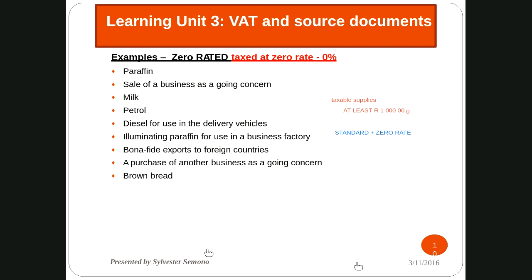Thank you very much, guys. Yes, so again, these are examples. Paraffin, for example, even though it is expensive. These are examples of items which are taxed at 0%. We have the paraffin, and the sale of a business as a going concern. Brown bread, you know that brown bread is not taxed, but white bread is taxed. Thank you very much, guys. Any question?